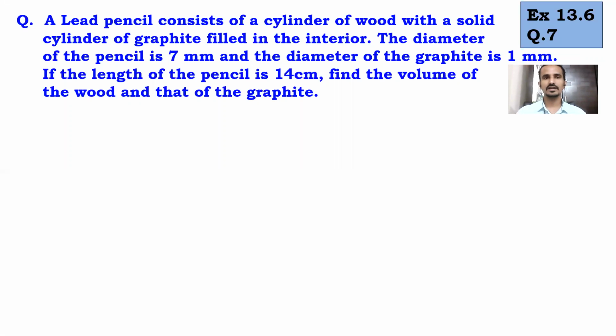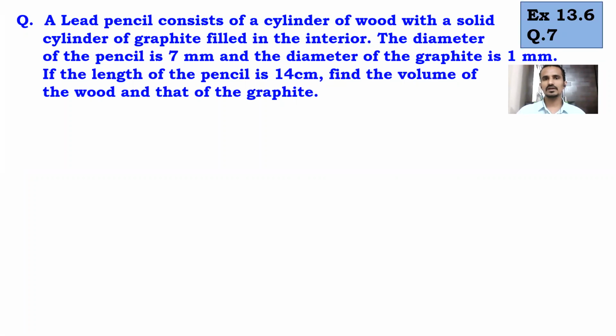Now in this question, it is mentioned that there's a lead pencil. Imagine a pencil, you must have seen it definitely. If you see the pencil, you see there are two parts. The outer part is wood, and the inner part is graphite. If you remove the graphite, you can see it is hollow wood only. So there are two parts. There is the wooden cylinder, which is the outer one, and then there is the graphite, which is solid.